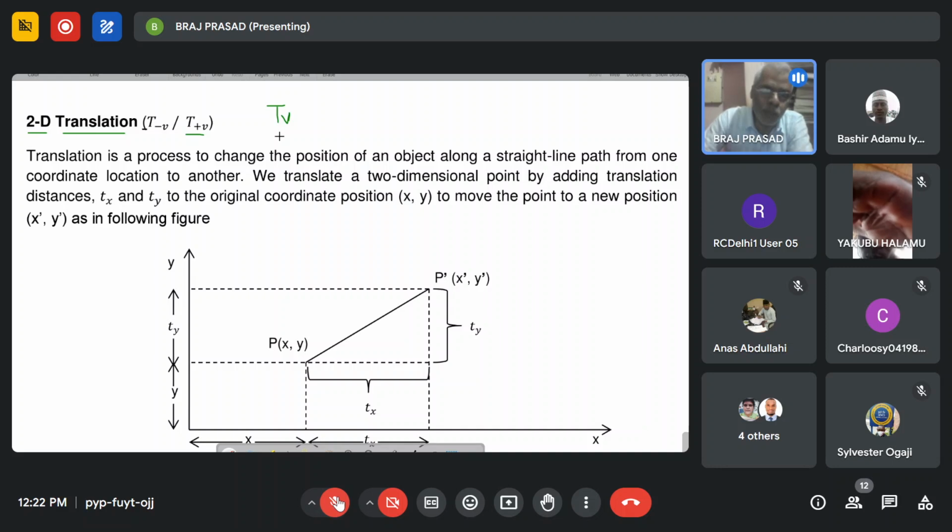In some books you can also see tv plus. So there are different notations to represent the positive translation. These three different notations are used for positive direction. For negative direction you can use t minus v or tv minus. It depends upon the writer, but the concept is the same. You can use either this notation or this notation, both are equal.